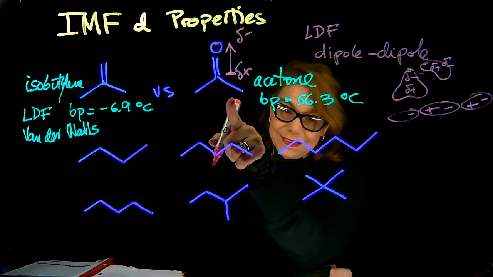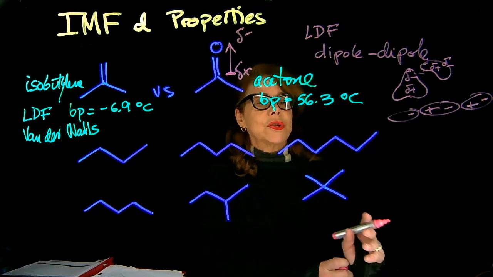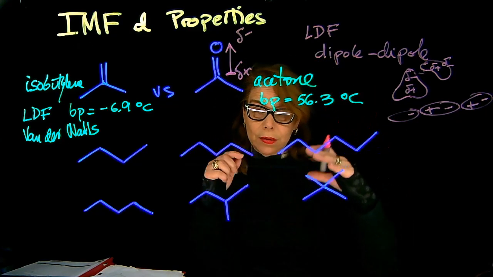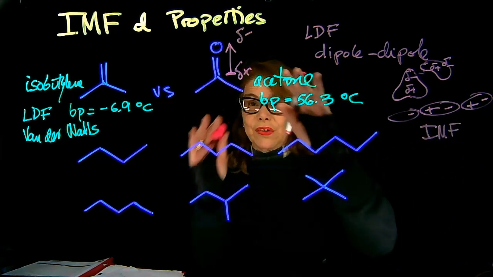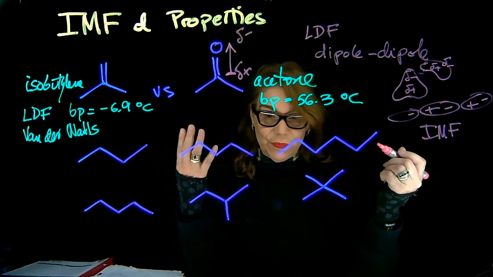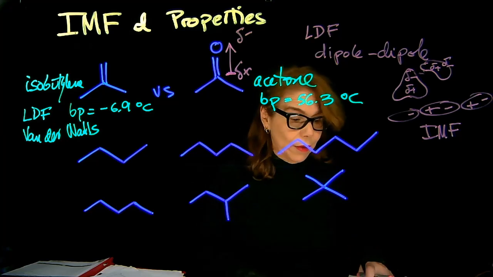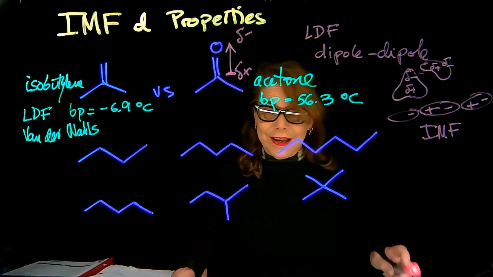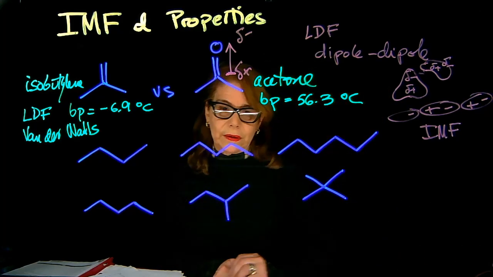This is a permanent dipole. Here there is no permanent dipole, just fleeting dipoles. So that explains why the boiling point is higher. The intermolecular forces between molecules of the same type are stronger, so I need to put in more energy. To give more kinetic energy to these molecules requires a higher temperature. Remember that temperature is a measure of kinetic energy. So that's what explains that trend in boiling point.